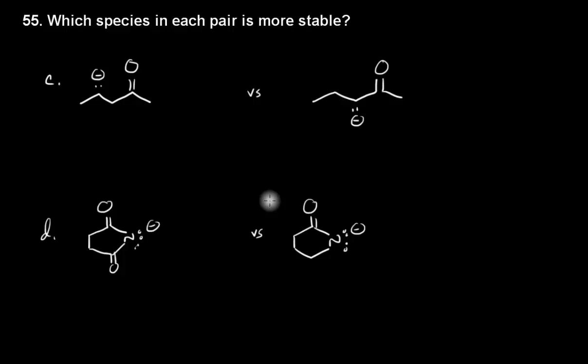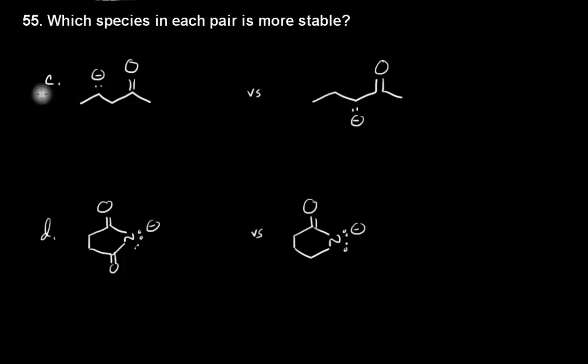Okay, so question 55, which species in each pair is more stable? Again, this is just coming down to resonance. So can you actually form a resonance form? Can you do resonance for a negative charge or a positive charge? That's basically it. So the more resonance forms you can form, the more stable that species is going to be.